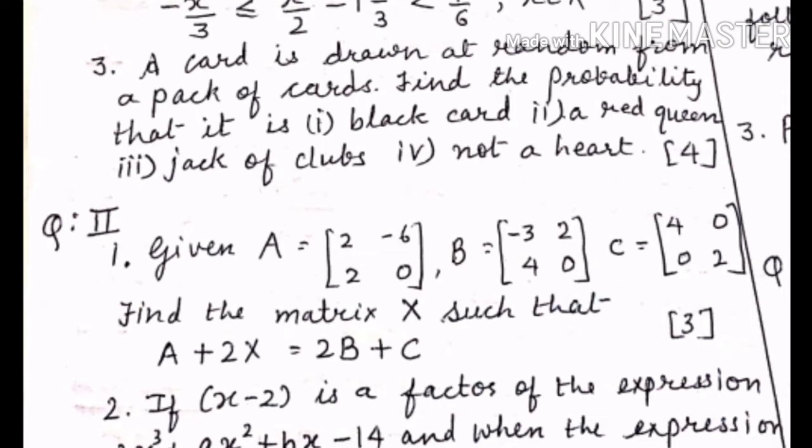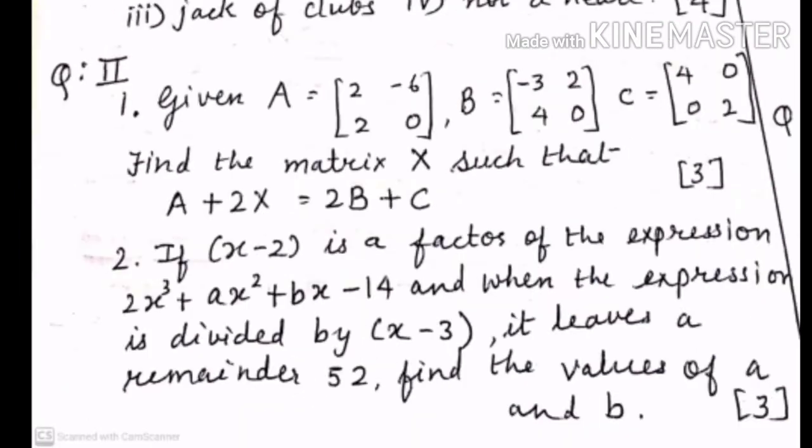Question number 2, question first. Given matrix A, matrix B and matrix C, find the matrix X such that A plus 2X is equal to 2B plus C. So first of all you can solve your right hand side, students. Then for X you can choose x1, x2 and x3, x4 or a, b, c, d, anything you like. You can take the variables and solve it out, and you get your X value by taking A on the other side.